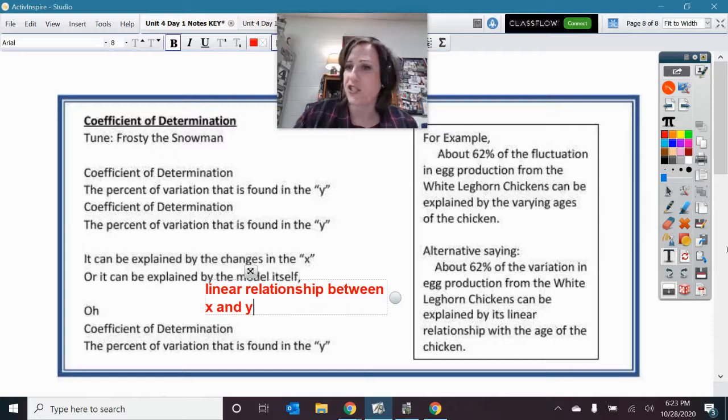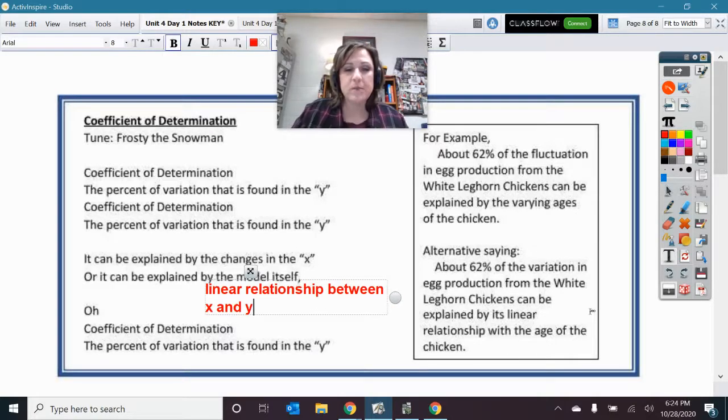So, coefficient of determination, the percent of variation that is found in the y. Okay, here's an example. About 62% of the fluctuation in egg production from white leghorn chickens can be explained by the varying ages of the chickens. Okay, here's another way to say it. About 62% of that variability in egg production from the white leghorn chicken can be explained by that linear relationship with the age of chicken.